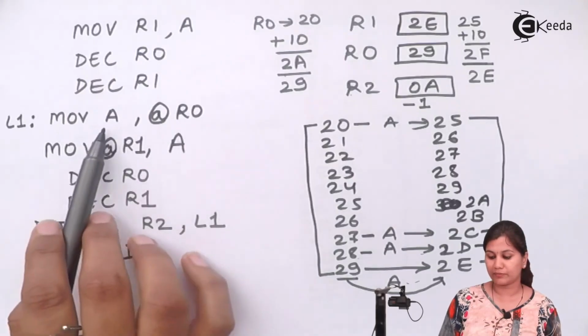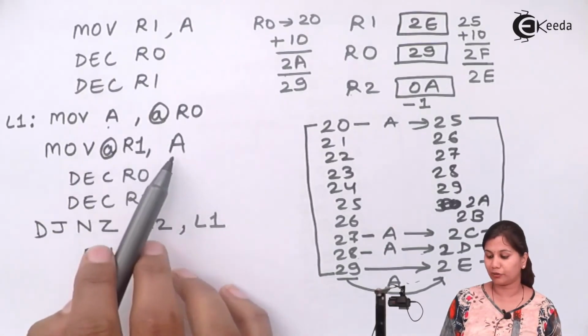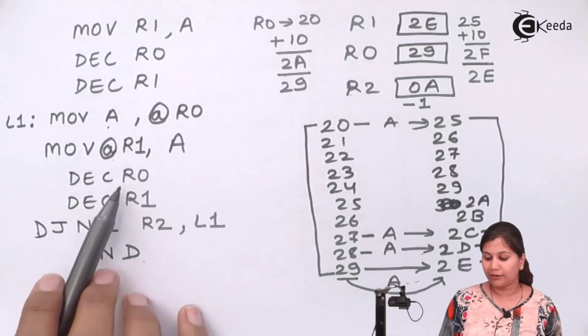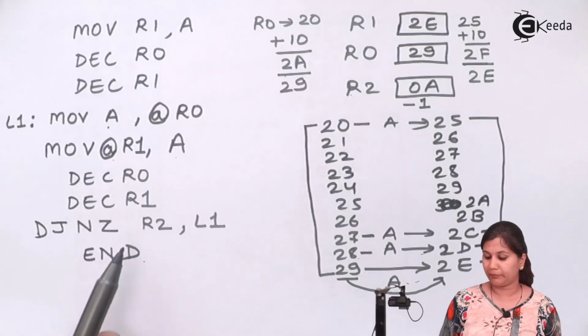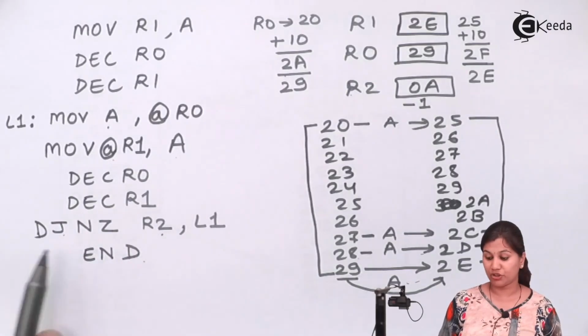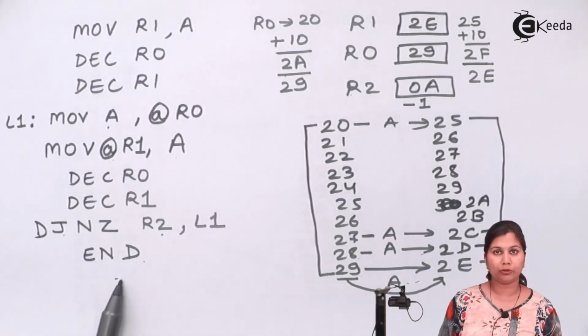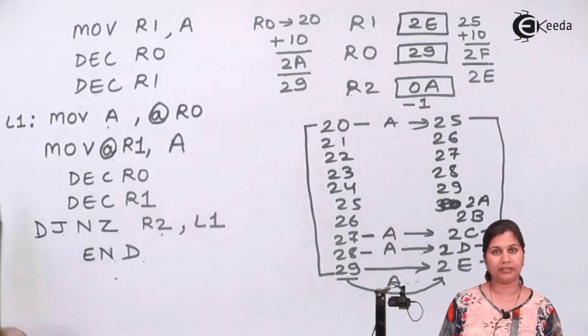First the number is transferred into the accumulator, and then the accumulator is stored at the destination location. Both the R0 and R1 memory pointers are decremented, the counter is decremented, and we check whether the counter is 0 or not. If it is 0, then end the program. If it is not 0, then repeat the process.